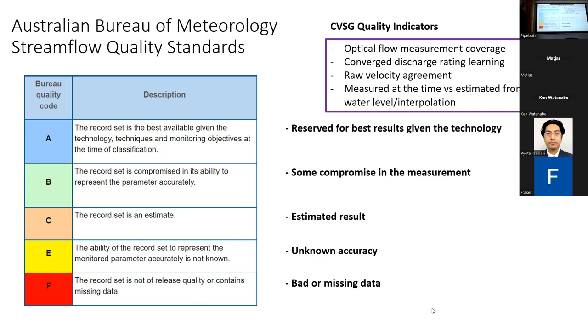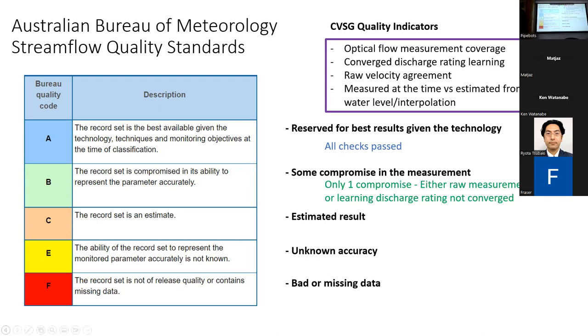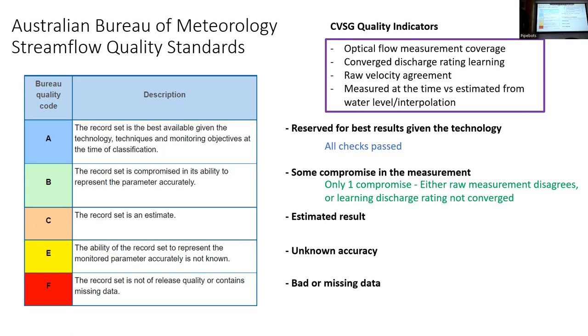So from there, the best possible is I just flag that as A1 if we've got all our checks passed. And then down from there is if we've got one compromise in that, either our raw measurement is in disagreement, so we could have a bit of wind gust on the surface, or some dust is interfering with us, or the learning discharge rating is not converged yet.